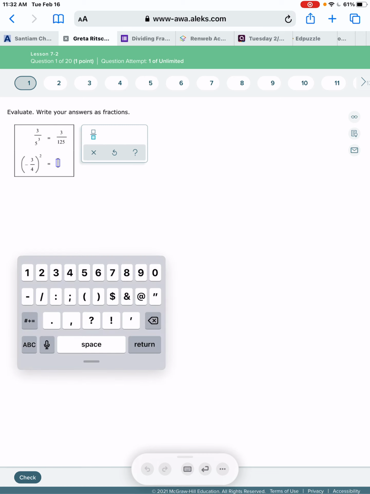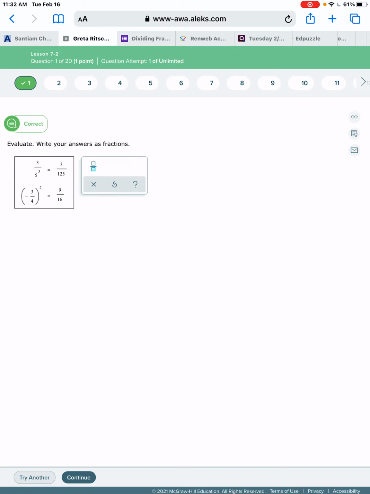Then, if I want to do negative 3/4 squared, notice that I'm going to have negative 3/4 times negative 3/4. So I'm going to actually end up with a positive, and the top of this is going to be 3 squared, which is 9, and the bottom of this is going to be 4 squared, which is 16. And that should do it.